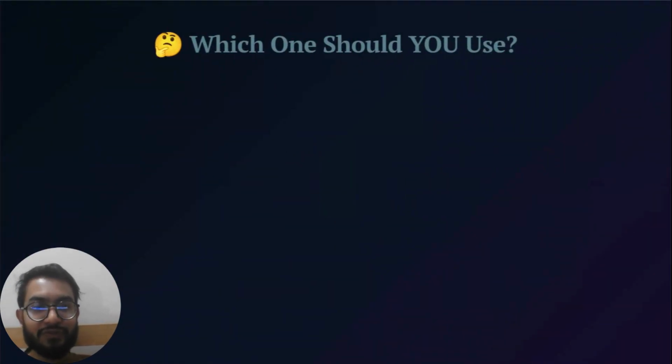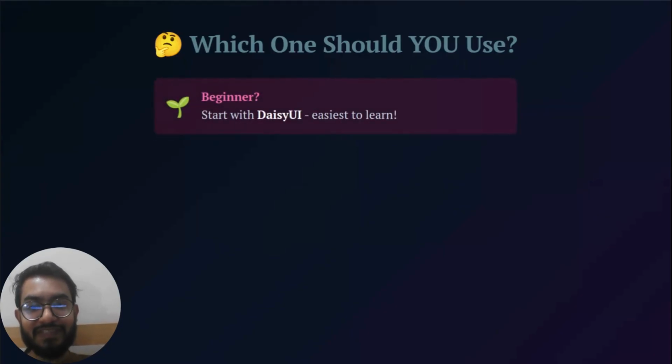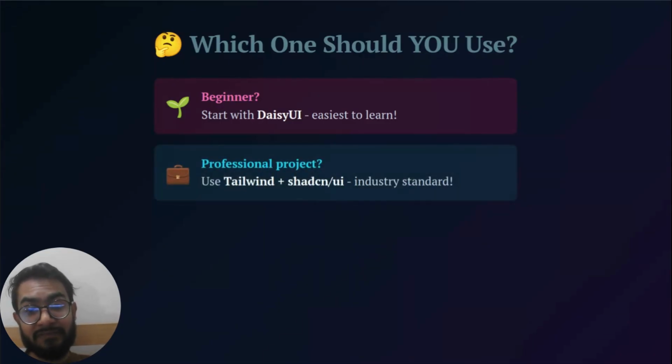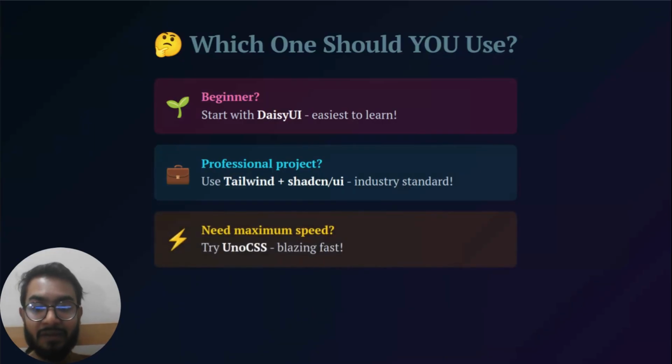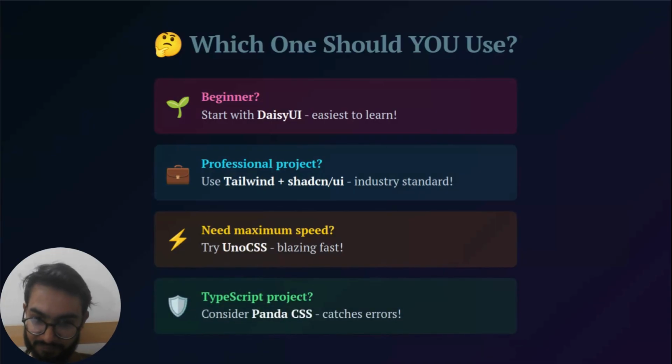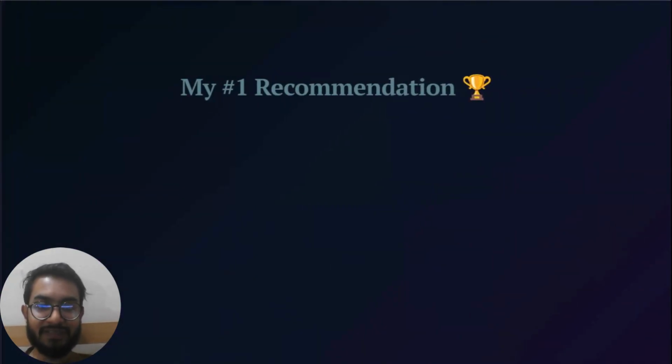So which one should you choose? You might be confused now. So don't be confused. If you are a beginner, then please start with DaisyUI, as it is easiest to learn, and you can start adapting to CSS libraries. Then for professional projects, you can use a combination of Tailwind plus shadcn UI, which is the industry standard. If you need maximum speed, then you can try UnoCSS. And if you are a TypeScript lover, then just go for Panda CSS.